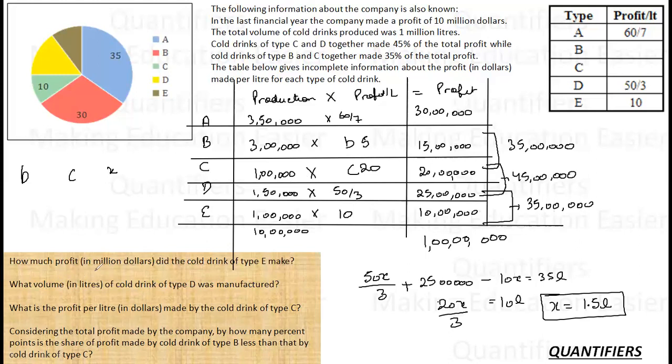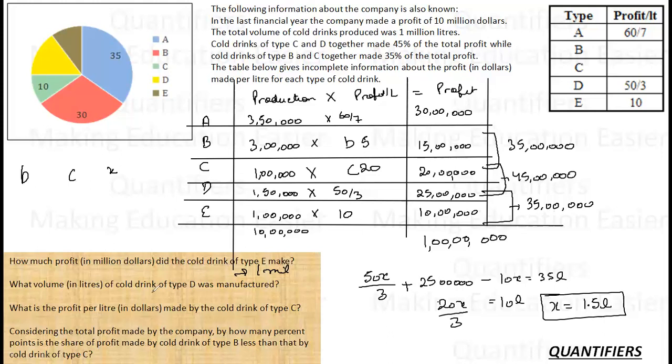How much profit in $1 million was found by type E? The total profit is 10 lakh rupees. In rupees, sorry, it is not in millions. If it is 10 lakh in million, it is 1 million. So it is 1 million. It is already in dollars, so it is sorted.